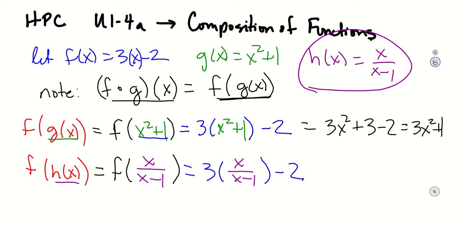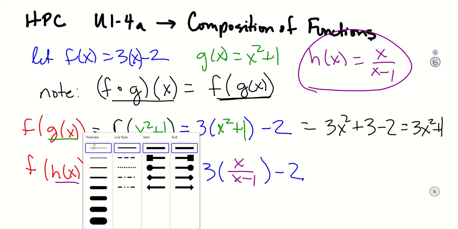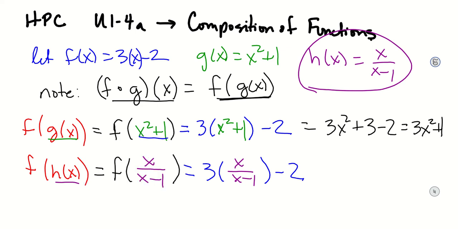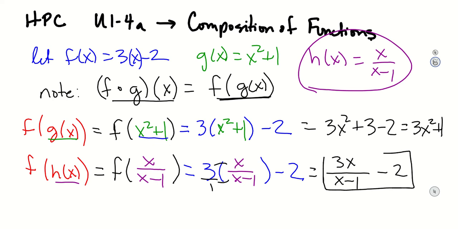For us to simplify this, keep in mind that 3 is the same thing as 3 over 1, and to multiply fractions, we multiply the tops and we multiply the bottoms. So we end up with 3 times the numerator x over 1 times x minus 1, which is just x minus 1. And then from that we're going to subtract 2. I'm going to save the simplification of this for later in the year when we talk about rational functions, and we're just going to leave our answer in this unsimplified form.